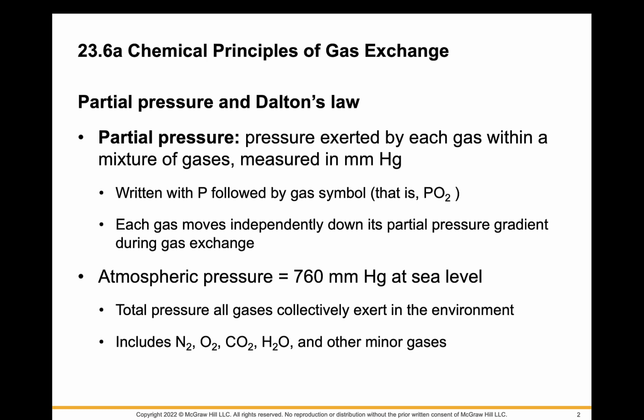When we look at atmospheric pressure, as noted before at sea level, it is 760 millimeters of mercury. It is the total pressure that all gases collectively exert in the environment, and they add up to 760 millimeters. The primary gases are going to be nitrogen, oxygen, carbon dioxide, water, and other minor gases.